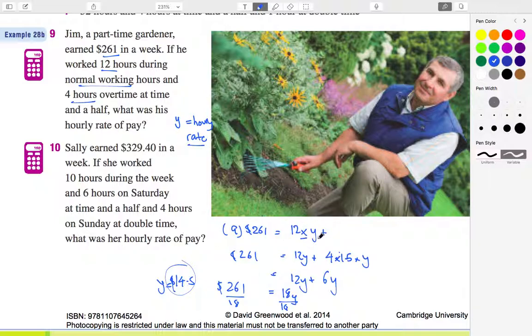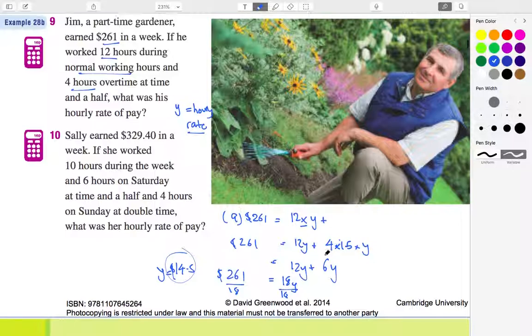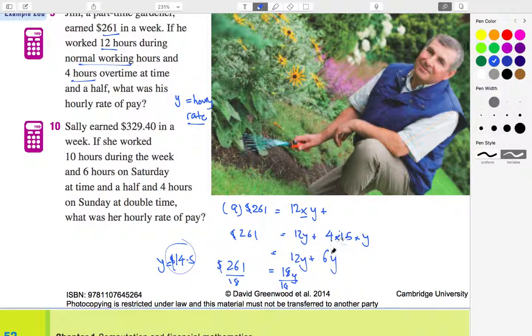All right, so Y was the hourly rate, so 12 times Y plus 4 times 1.5 times Y, because that's your overtime for 4 hours. And then 4 times 1.5 gives you 6, you add it to 12 gives you 18, and then you divide to get your hourly rate. So I'm going to rub this out, so if you want to copy that, pause the video, otherwise I'm just going to quickly rub it out.